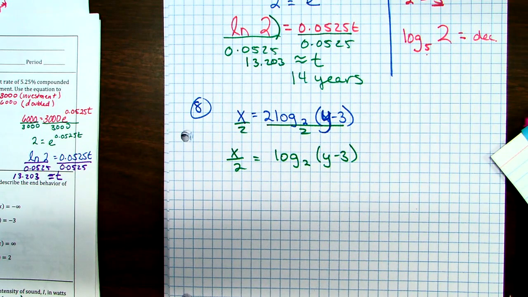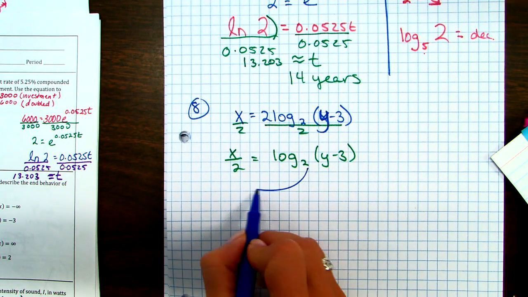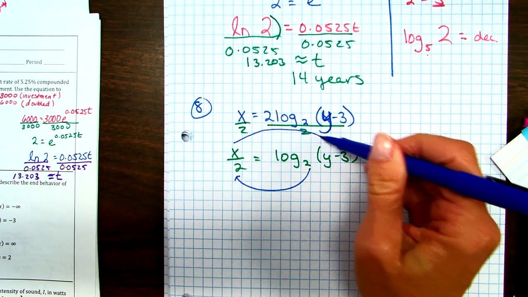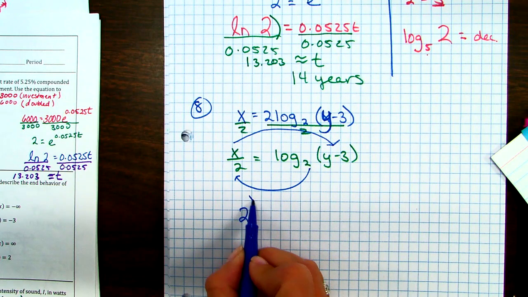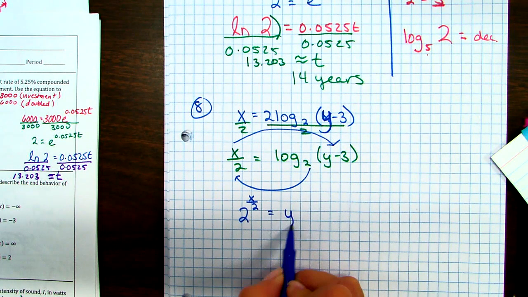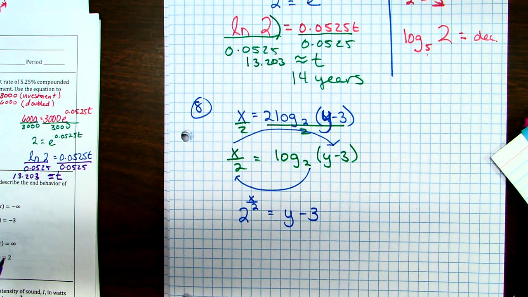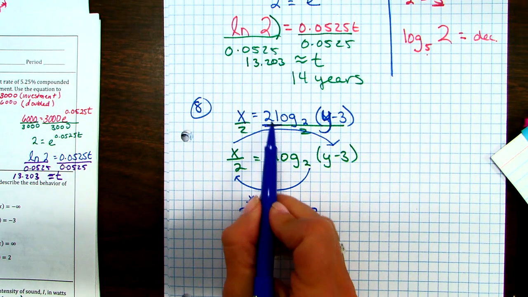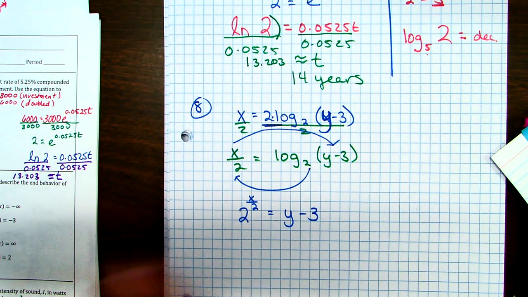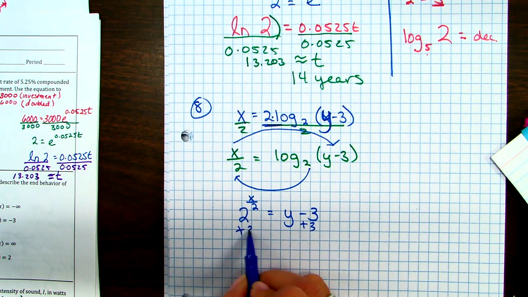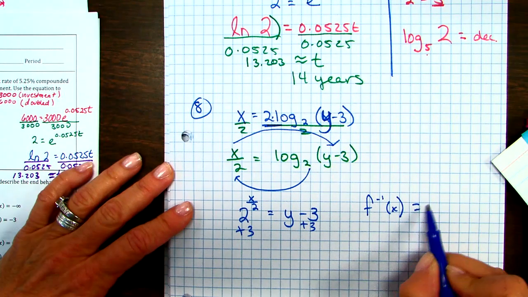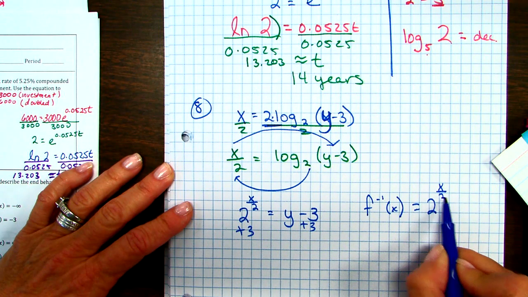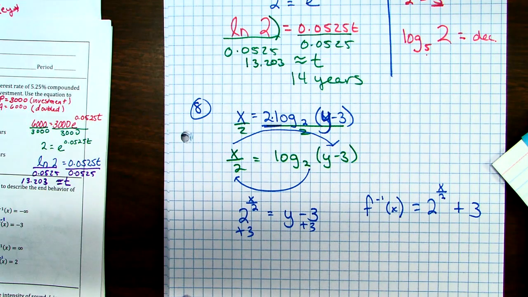Okay? Now we can go 2 to the power of x over 2 equals that. So that's 2 to the x over 2 equals y minus 3. That 2 right there. And then add 3. So my answer would be 2 to the power of x divided by 2 plus 3. Okay, that's not the answer. That's the function. So couple of different things you could do here.